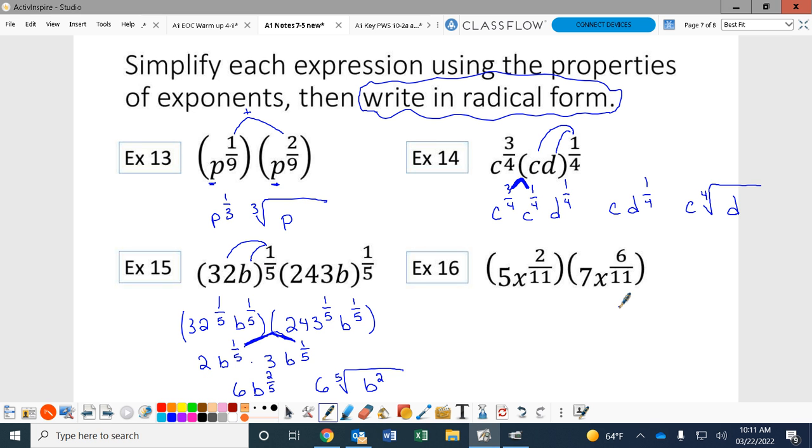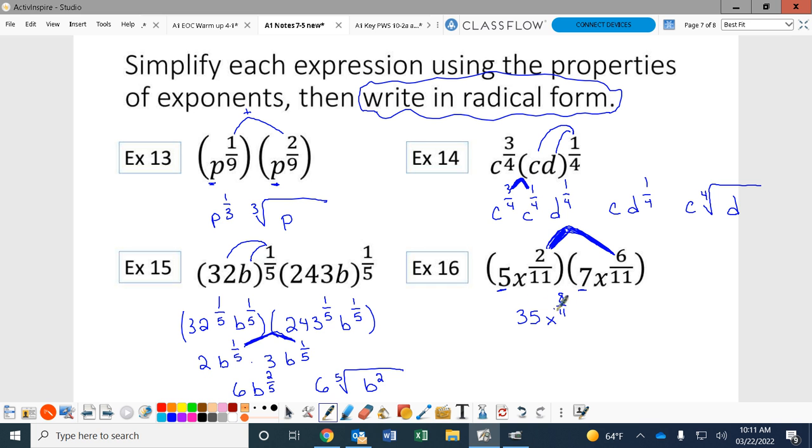Okay, last one of these. Guys, 5 times 7 is the multiplication you've been doing forever. What's 5 times 7? 35. x to the, and then you need to add the exponents because you're multiplying like bases. 2 elevenths plus 6 elevenths is going to be 8 over 11. 8 elevenths.